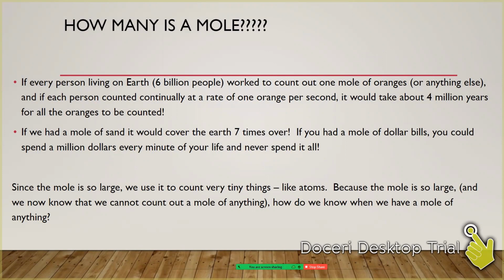If every person living on Earth counted 1 mole of oranges, and each person counted at a rate of 1 orange per second, it would still take 4 million years for those oranges to be counted. So it's a huge number. And since the mole is so large, we use it to count very tiny things like atoms. We're not going to count Avogadro's number of cars. That would be a huge mass. So instead, we apply it to very small things. And once again, since we know we can't actually count out that many things, it's going to be easier if we convert that to mass and deal with mass and grams like we're more used to looking at.